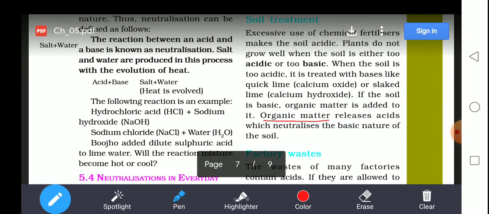This is how we treat the soil. If the soil is too acidic, you have to add quick lime or slack lime. If too basic, you have to add organic matter.